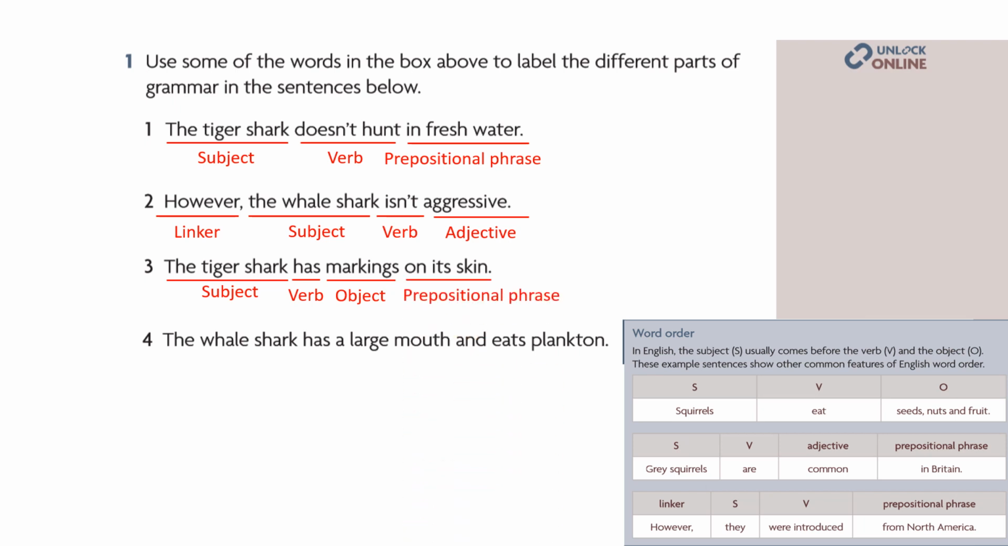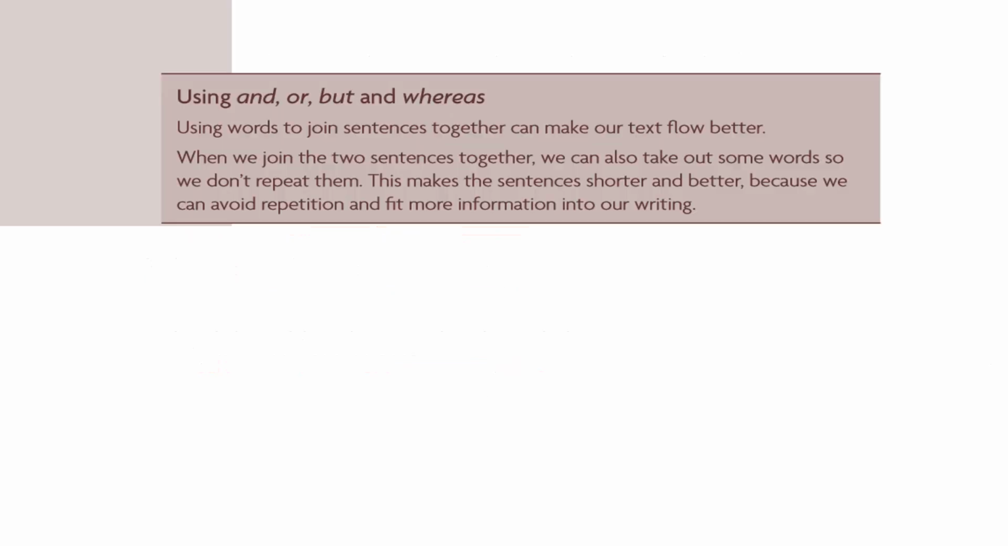What about the last one? The whale shark has a large mouth and eats plankton. Subject, the whale shark. Verb, has. Object, a large mouth. What about and? It's called a conjunction. A conjunction is a word which is used to join two words, phrases, or sentences. We'll talk about it later on. And eats is the verb, and plankton is an object. Let's move on to the next exercise.